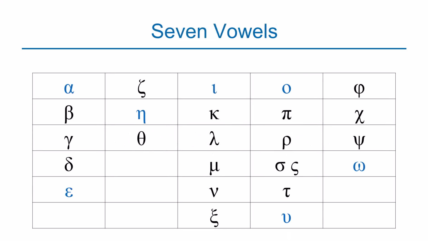Moving on, Greek has 7 vowels. Unlike English, Greek has 7 vowels, and these are the vowels.